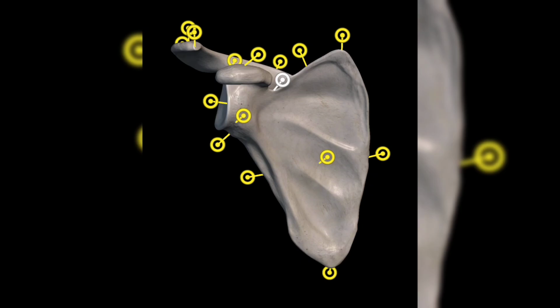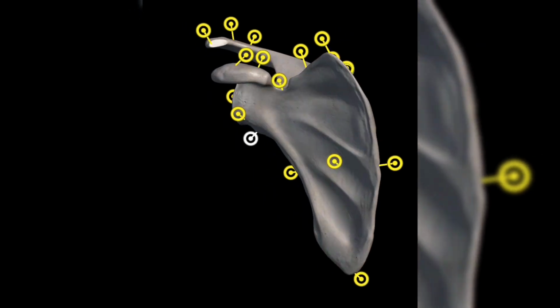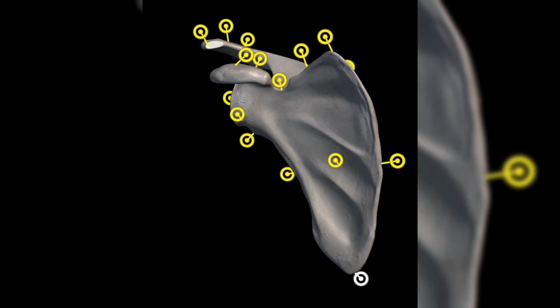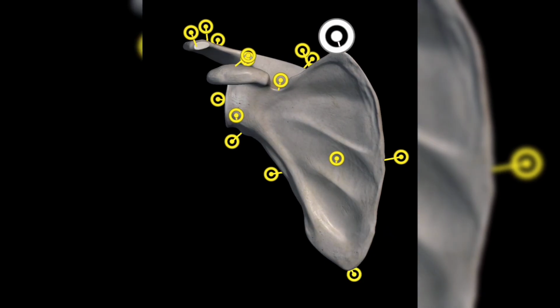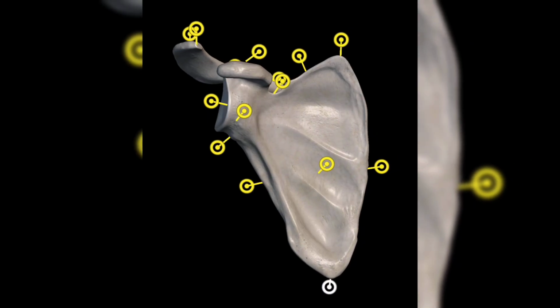The lateral border is thickest. At the upper end, it presents the infraglenoid tubercle. The medial border is thin. It extends from the superior angle to the inferior angle. The superior angle is covered by the trapezius. The inferior angle is covered by the latissimus dorsi. It moves forward around the chest when the arm is abducted.